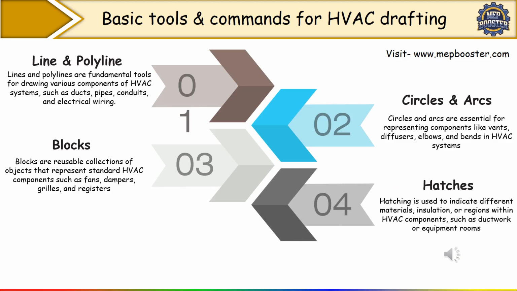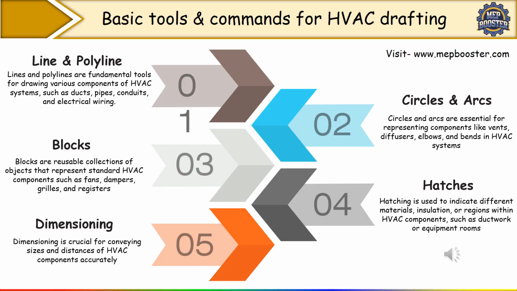After that the next one is the hatch command, which we generally use in AutoCAD. Hatching is used to indicate different materials, insulation or regions within HVAC components such as ductwork or equipment rooms. AutoCAD provides predefined hatch patterns, or you can create custom hatch patterns to suit your needs. Use the hatch command to fill an enclosed area with a specified hatch pattern.